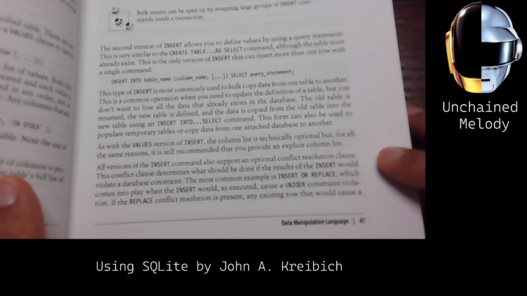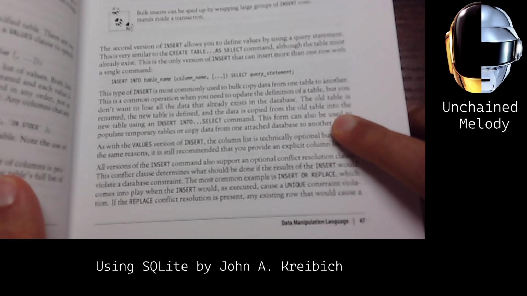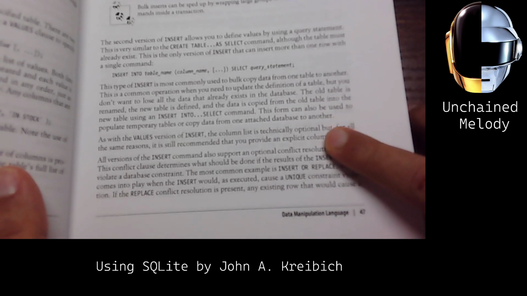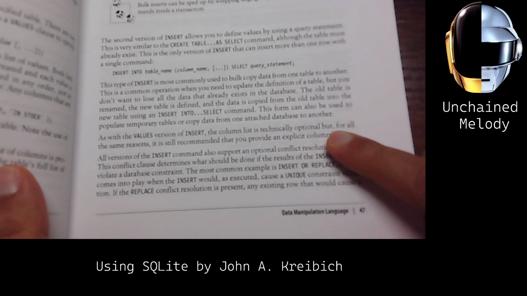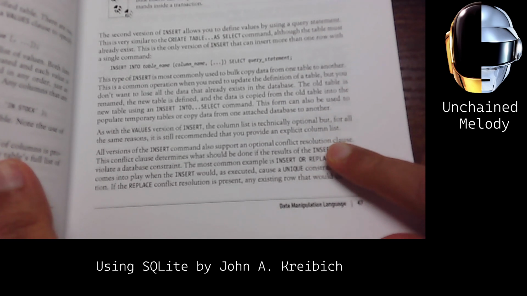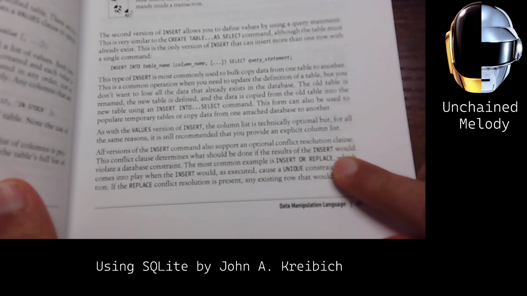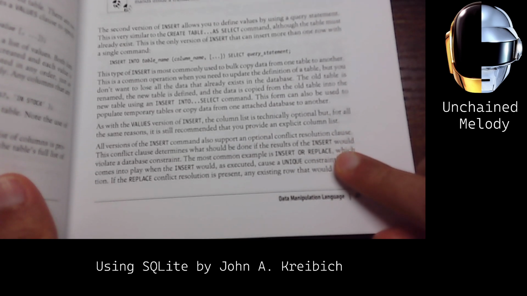This is a common operation when you need to update the definition of a table, but you don't want to lose all the data that already exists in the database. The old table is renamed, the new table is defined, and the data is copied from the old table into the new table using an insert into select command. This form can be used to populate temporary tables or copy data from one attached database to another. As with the values version of insert, the column list is technically optional for all the same reasons. It is still recommended that you provide an explicit column list.